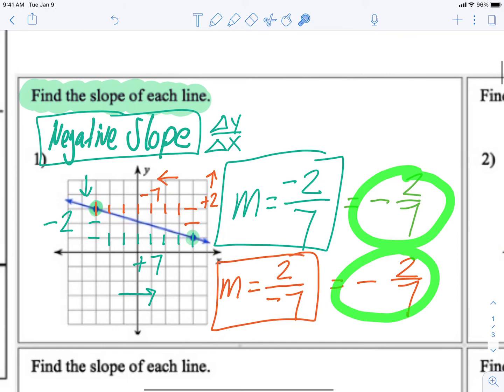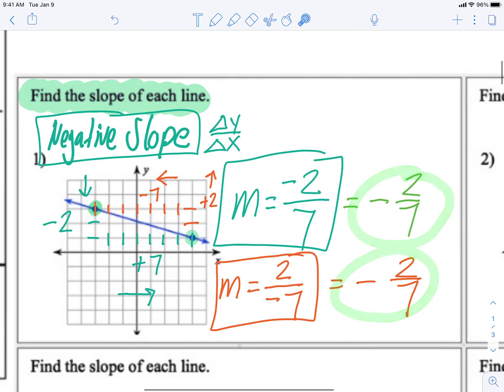So it doesn't matter what direction you go, guys. If you start on the top and go to the bottom, or if you start on the bottom and go to the top, you're going to get the same exact answer. All right? So that's number 1.